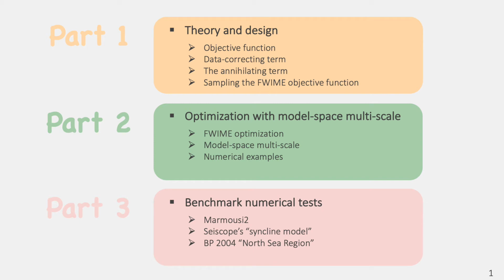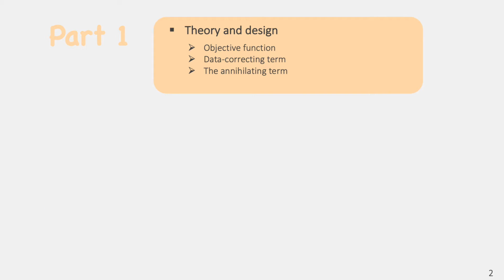Okay, now back to our main storyline. We're still in part 1, theory and design. So we saw the objective function, we saw more specifically the data correcting term in this objective function, and the last video was about the annihilating term and how we modified the DSO operator. And now we're going to sample the FWIME objective function on a simple transmission experiment, and we're going to show you how we can convexify the conventional FWI objective function.